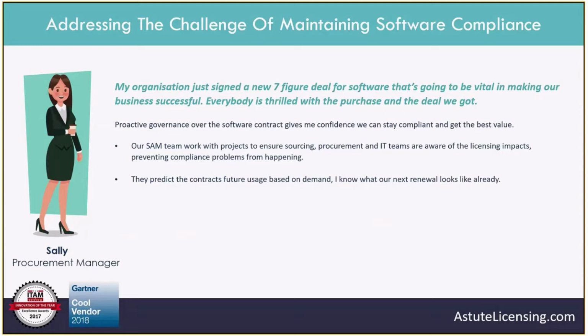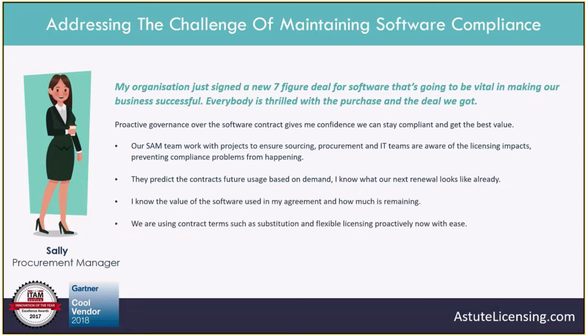They know what's been used in the contract today. They know what's going to be used in the future. They know the value of software being used in that agreement and how much is remaining. They're also able to use contract terms such as substitution and flexible licensing proactively. They're getting the full benefit of this contract.